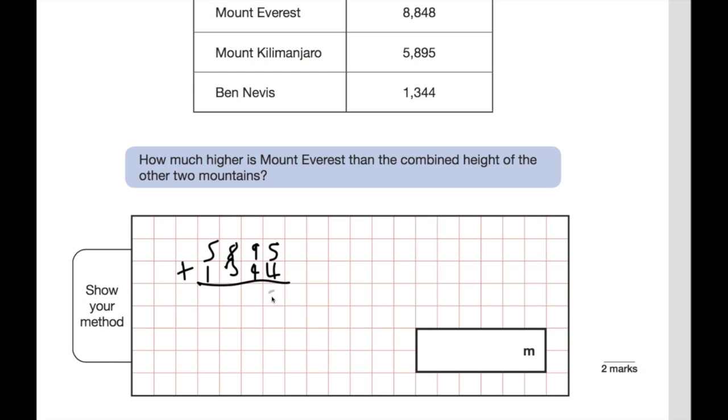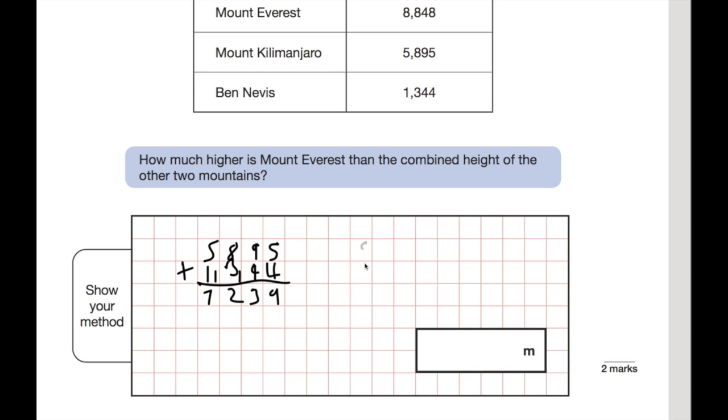And then we can just do our written method to find the answer. 5 add 4 is 9. 9 add 4 is 13. So we put our 3, carry the 1. 8 add 3 add 1 is 12, so the 2 goes in and the 1 gets carried. 5 add 1 is 7, so that is the combined height. Now that's not what the question's asked us to do. It says how much higher is Mount Everest than this number, our combined height. So to find the difference, we're going to need to do a subtraction.